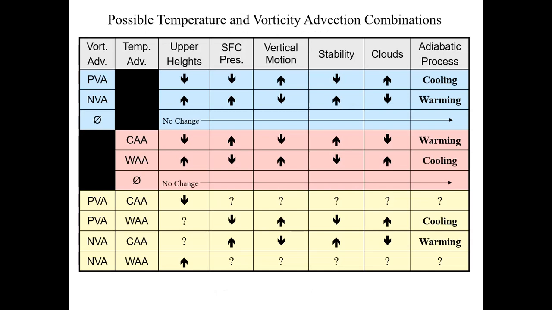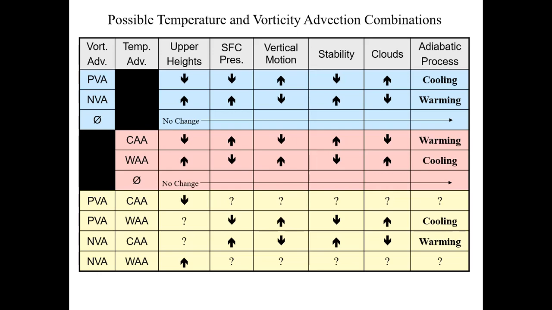Here is a much more thorough breakdown with possible temperature and vorticity advection combinations in the atmosphere. I am showing the first two vertical columns, which show vorticity advection and temperature advection. If there's a black area, that represents that temperature advection is non-existent, or vorticity advection is non-existent. So if it's a black block, that means they're not factored into this, right?